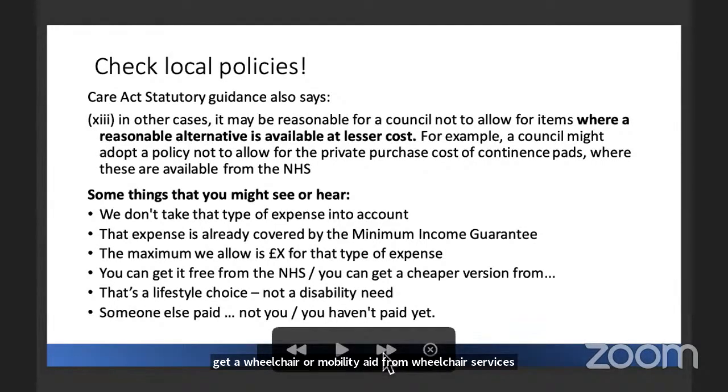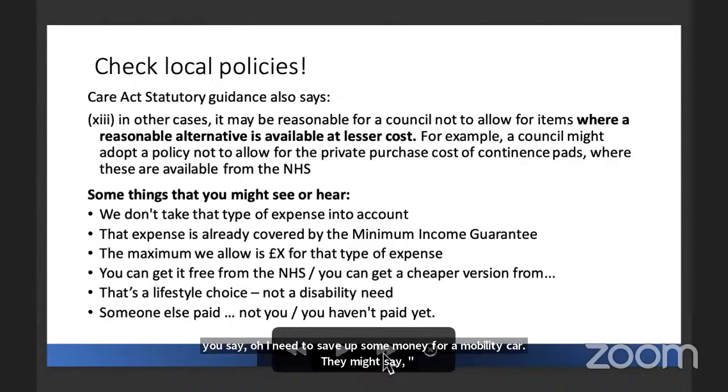They might say, we think you can get cheaper electricity or cheaper heating costs. If you say, oh, I need to save up some money for a mobility car, they might say, oh, well, there are some free ones without any down payment. So we wouldn't necessarily allow that.